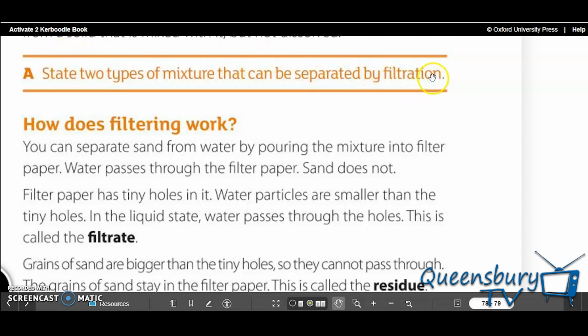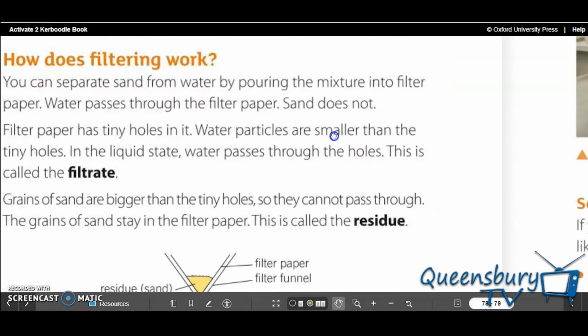Now, if we move on, state 2 types of mixtures that can be separated by filtration. I'd like you to have a quick go at that activity. So right this minute, pause the video, have a go at that question, and then play the video again, and let's move on to the lesson.